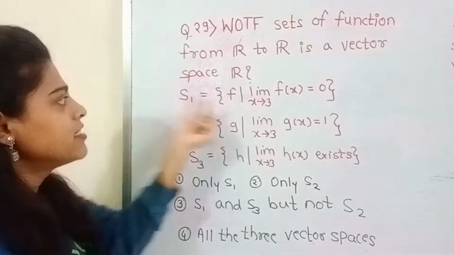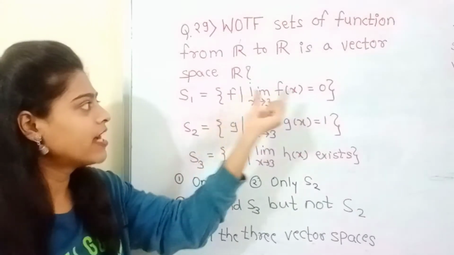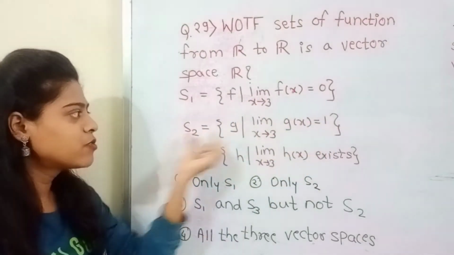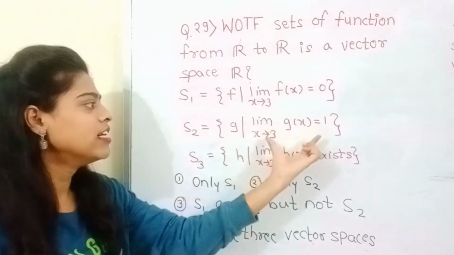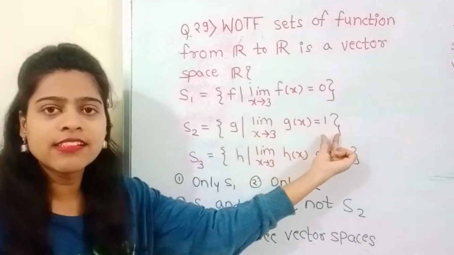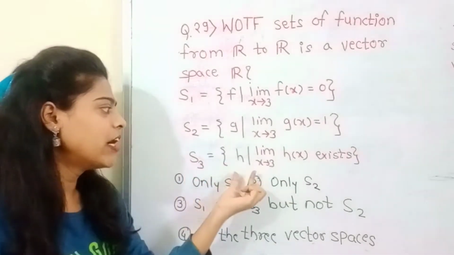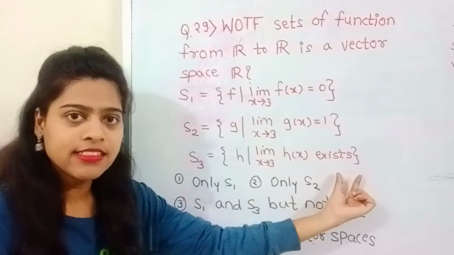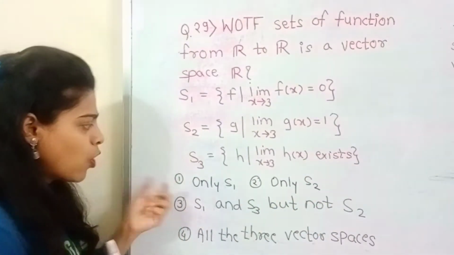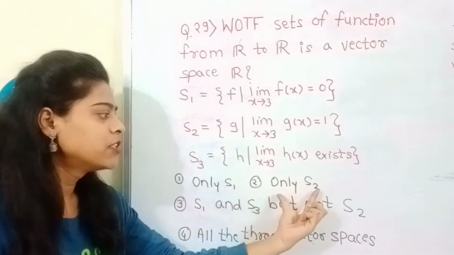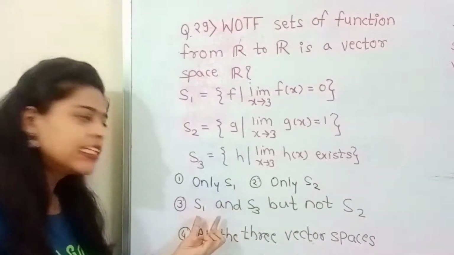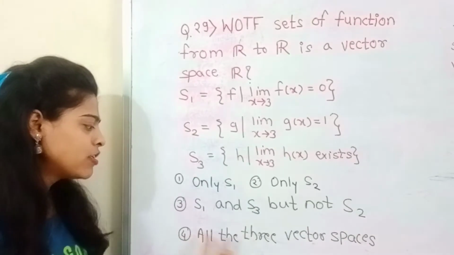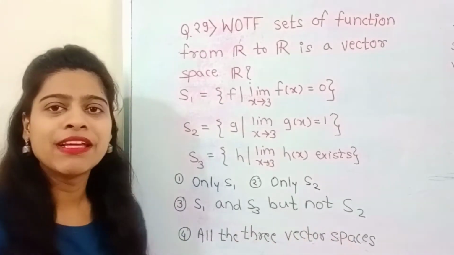S1 is equal to the set of functions f such that limit x tends to 3 of f(x) is equal to 0. S2 is equal to the set of g such that limit x tends to 3 of g(x) is equal to 1. S3 is equal to the set of h such that limit x tends to 3 of h(x) exists. Then we have four options. Option 1 says only S1, option 2 is only S2, option 3 is S1 and S3 but not S2, and option 4 says all three are vector spaces.